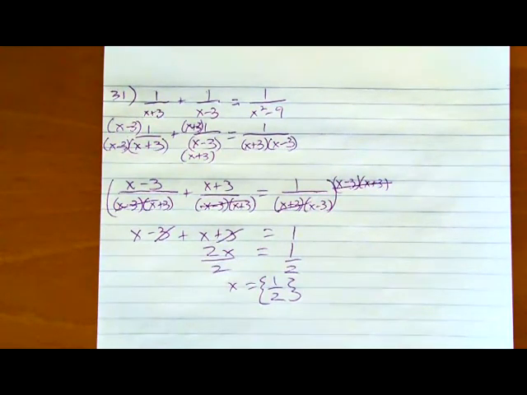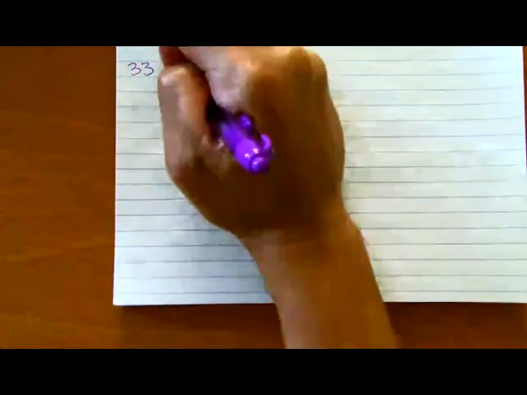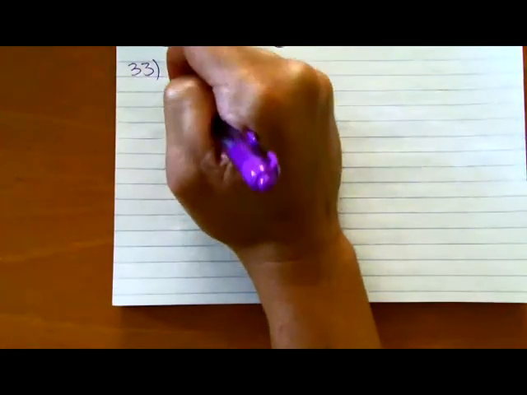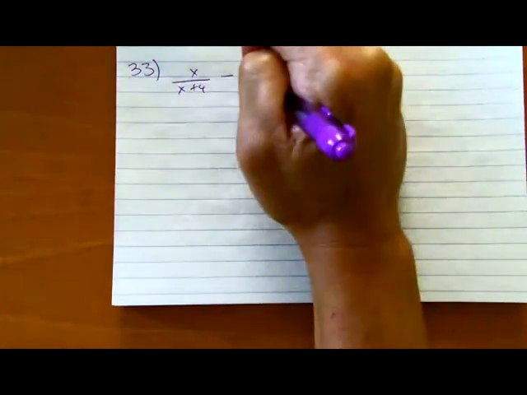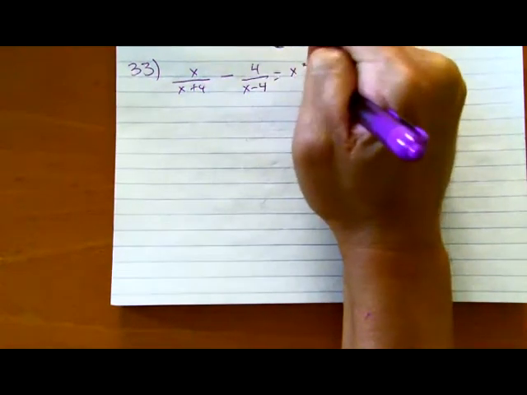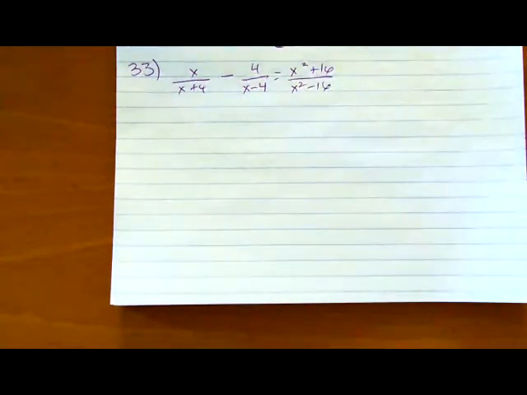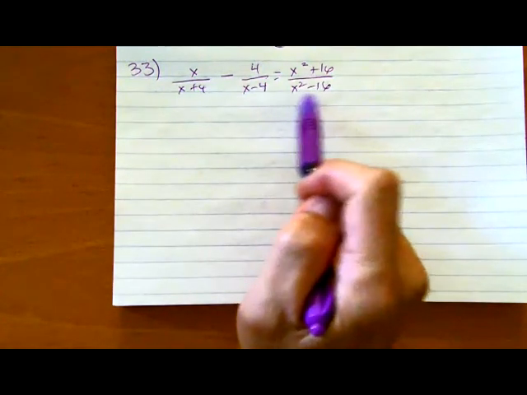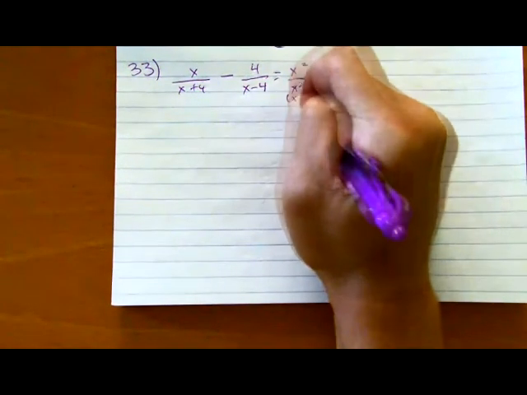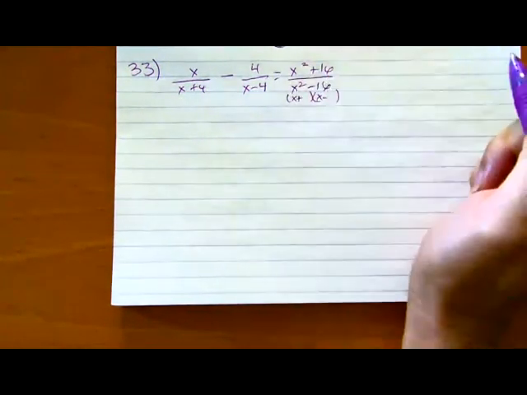Number 33. Says x/(x plus 4) minus 4/(x minus 4) equals (x squared plus 16)/(x squared minus 16). Okay, we need to get the denominators to match. If you look at this denominator here, it's possible to factor. x and x will give us the x squared. We need a negative 16. So it's going to be plus and minus for sure. 4 and 4.